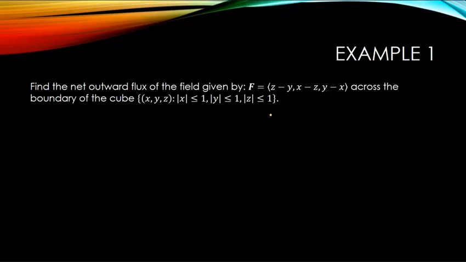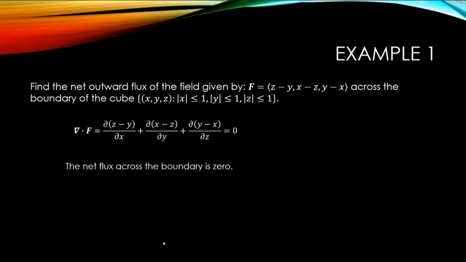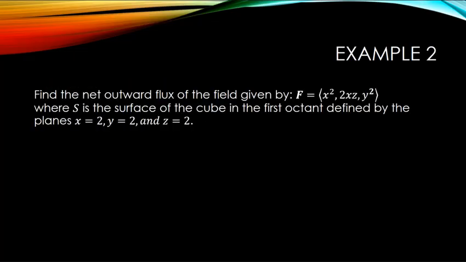Don't panic too soon. Compute del dot F. This is equal to the partial with respect to x of z minus y, plus the partial with respect to y of x minus z, plus the partial with respect to z of y minus x. In each case, they're 0, so that my net flux across the boundary is 0, because this was a general rotation field. So let's work another example, but this time with a vector field that's not a rotational field.